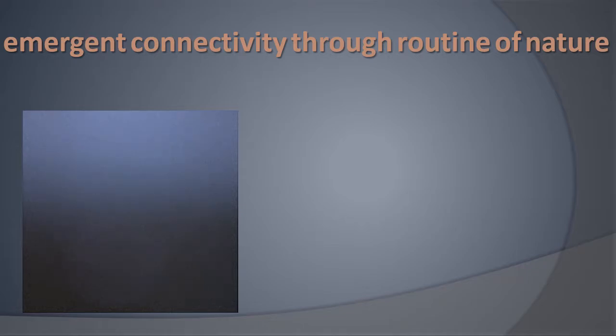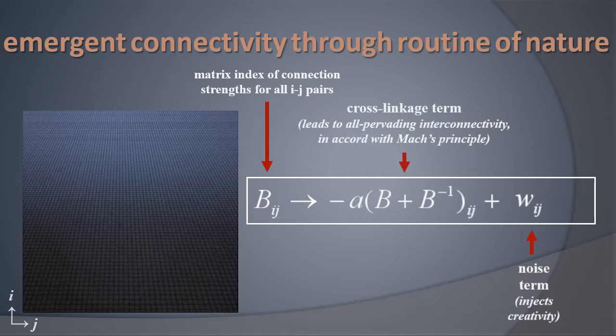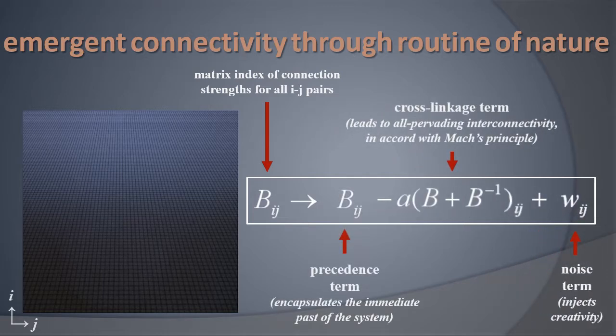In that case, we would basically end up with a vacuum-like background noise like this. In process physics, such a noisy background process is used to model emergent structure formation in the early universe. The process physics model, which has its roots in quantum field theory, starts out with a relational matrix grid, whose individual cells are linked together through an iterative update routine. This update routine contains a noise term that, together with a system-wide cross-linkage term and a precedence term, gives rise to a self-organizing update process with emergent connectivity patterns.